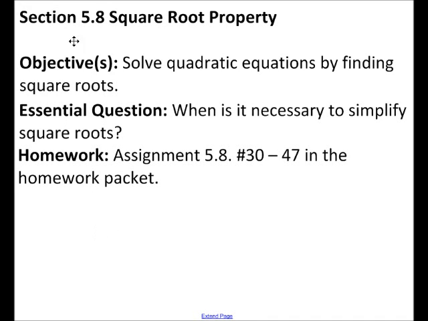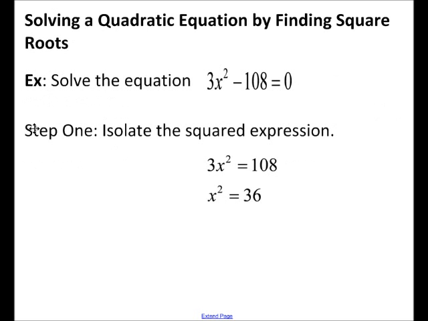Hey, how we doing? We're here with section 5.8. We're going to look at using the square root property. The assignment for tomorrow that you're probably going to be working on in class is numbers 30 through 47. So that's all the stuff we're going to be talking about here.